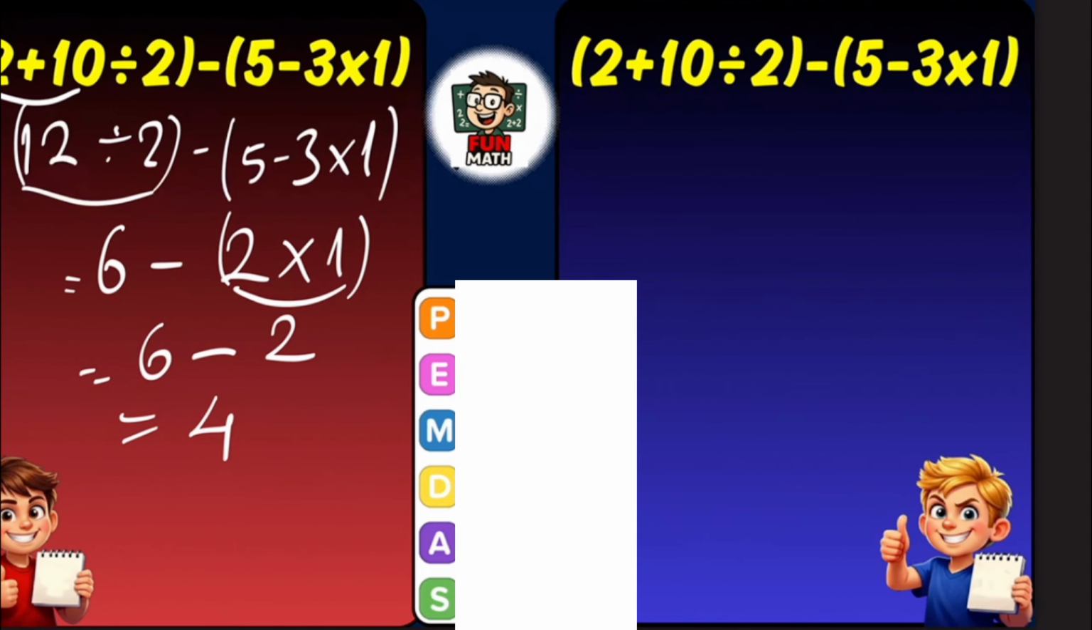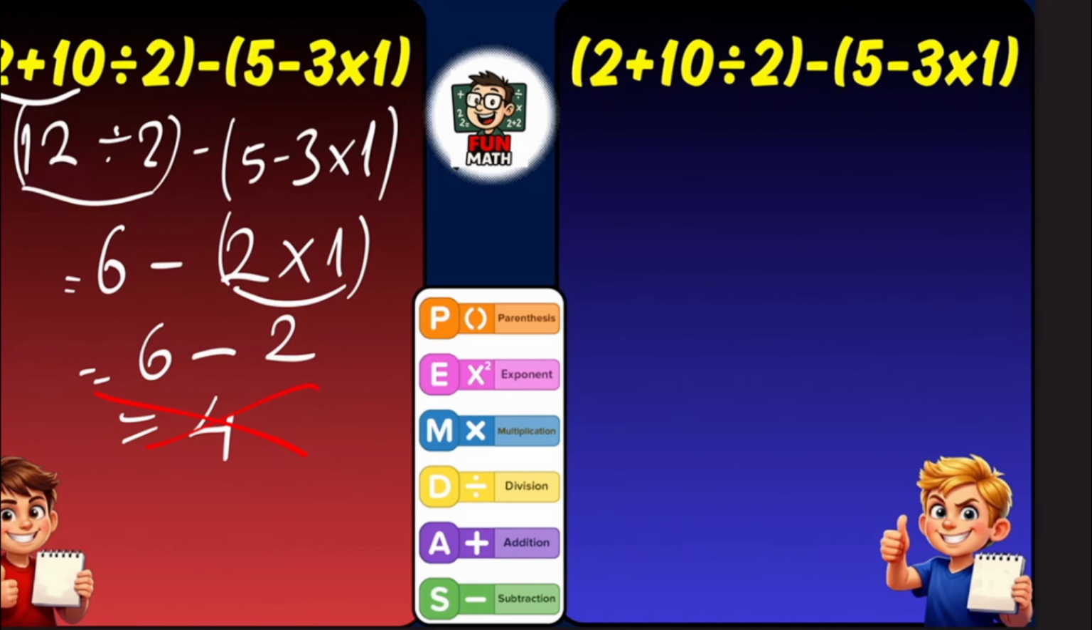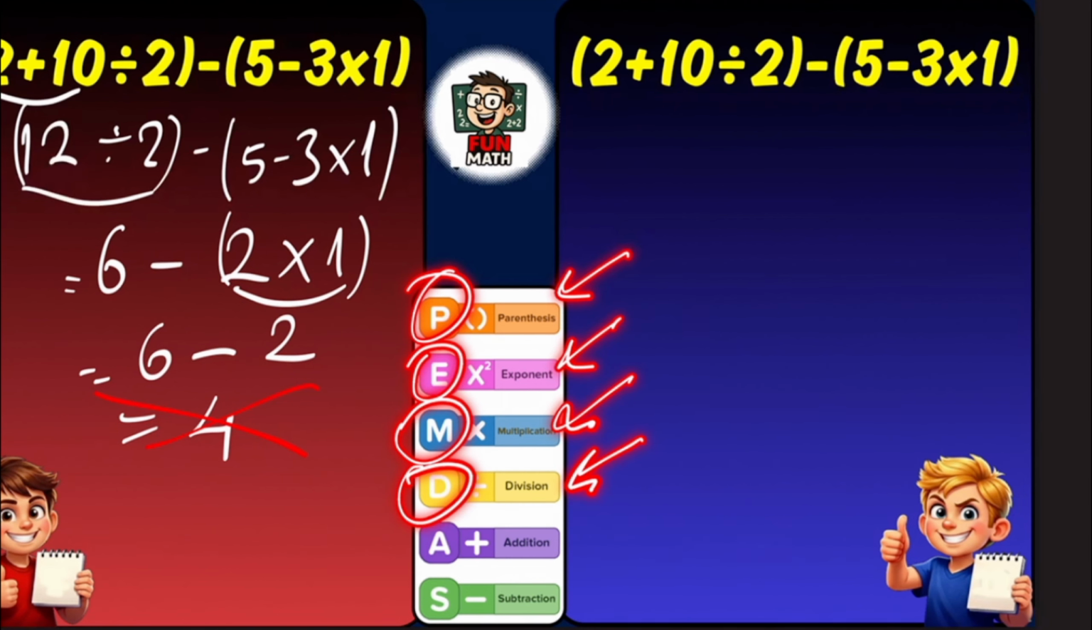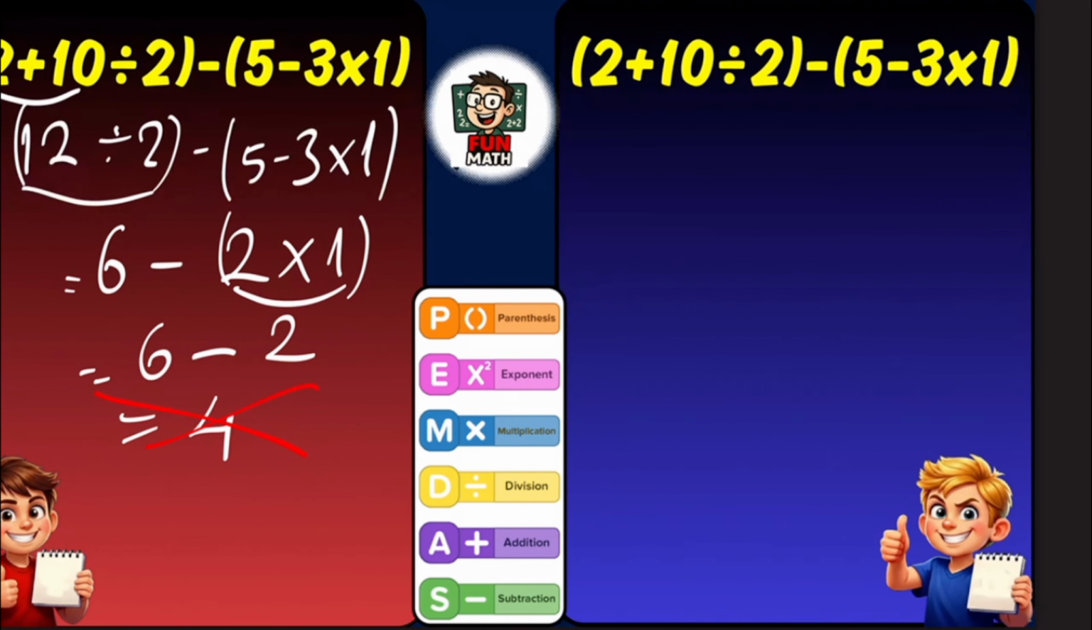If you solve the problem this way, you made a mistake. Because when solving the problem, we should pay attention to the order of operations. The order of operations is coded as PEMDAS. P stands for parenthesis, E stands for exponent, M stands for multiplication, D stands for division, A stands for addition, S stands for subtraction. Okay, here we have another rule.